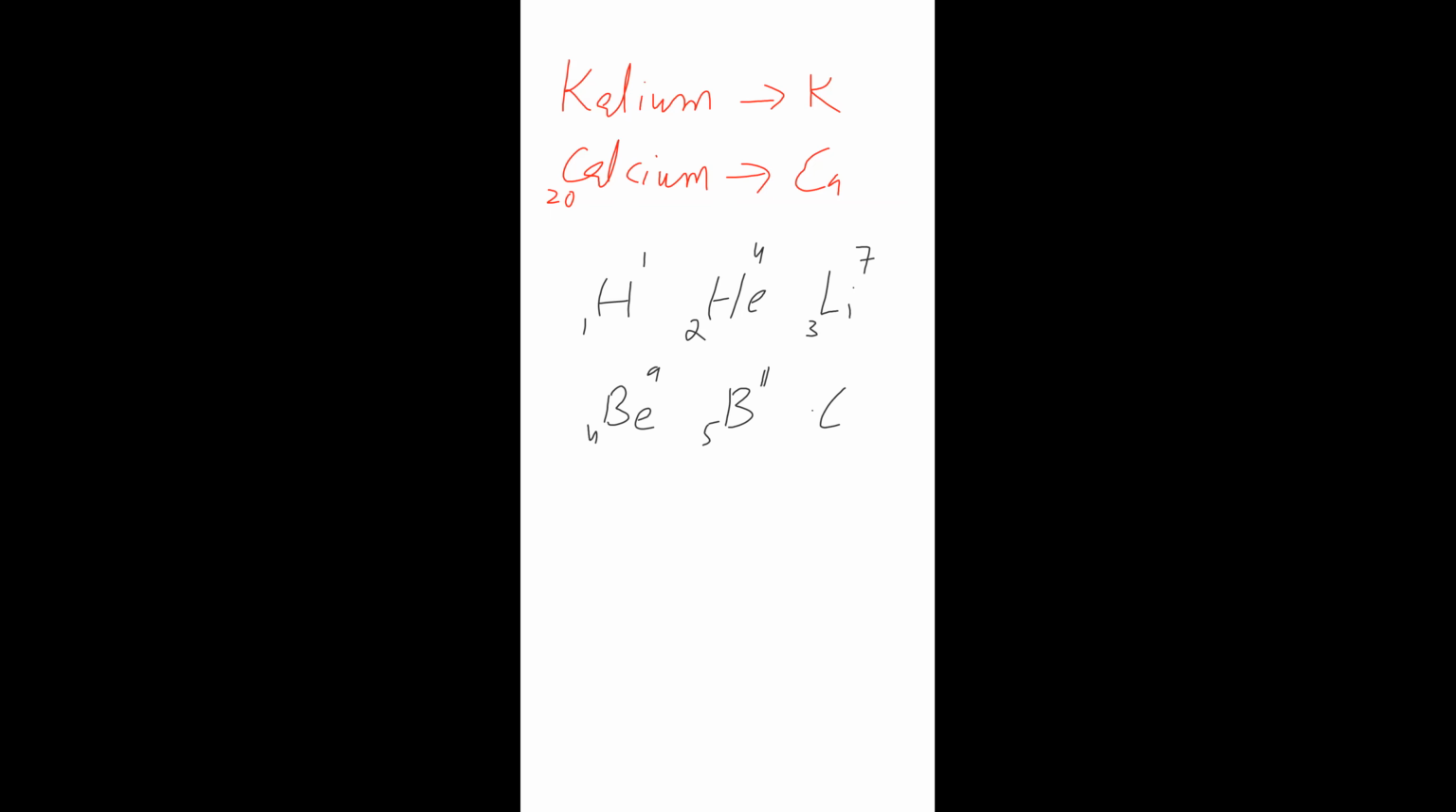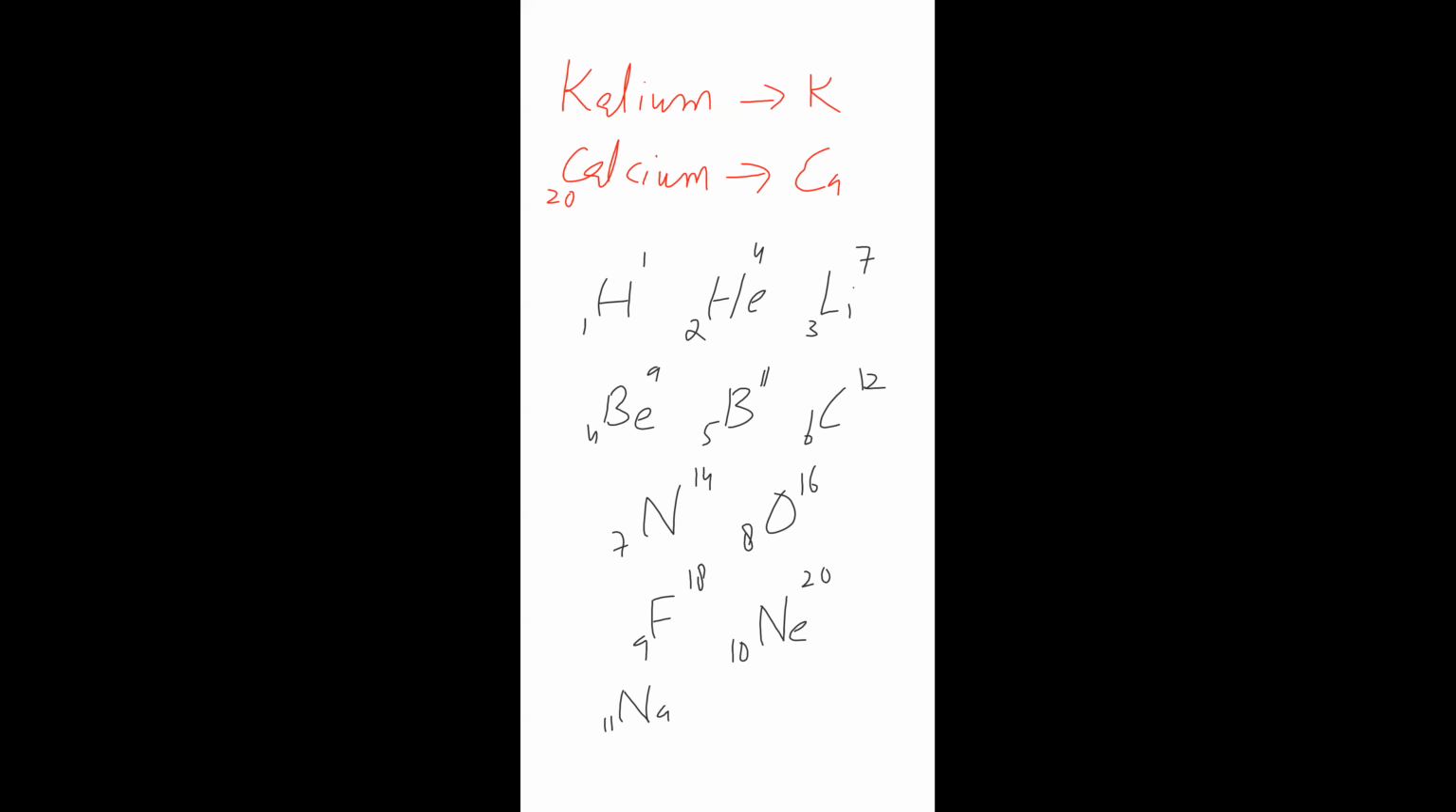Carbon 6, it's 12, isn't it? Then we have nitrogen 7, 14. Oxygen 8, 16. And we have fluorine, atomic number 9, so it's 18. Then we have neon, atomic number 10. So what is the mass? 20. For most of the elements you have to remember that their mass is nearly double, right?